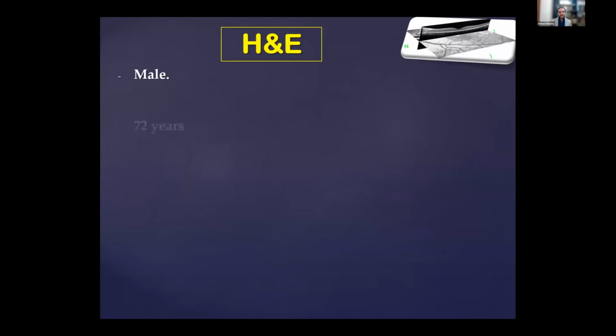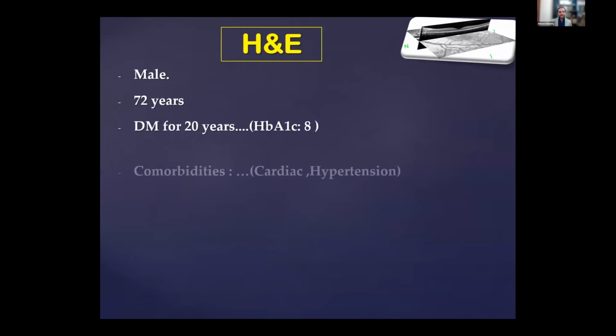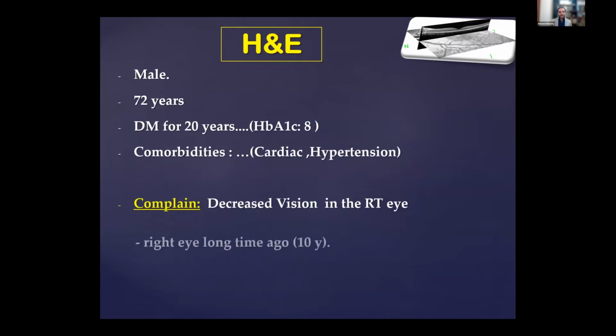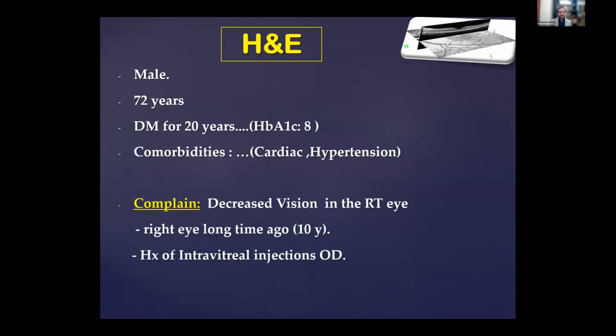This patient is a male patient, 72 years old, with diabetes for a long time, with hemoglobin A1c 8, another comorbidity, cardiac and hypertension, and he's complaining of decreased vision in the right eye, but it's a long story. This is not the reason he's coming to my clinic. He also has a history of intravitreal injection in this eye.